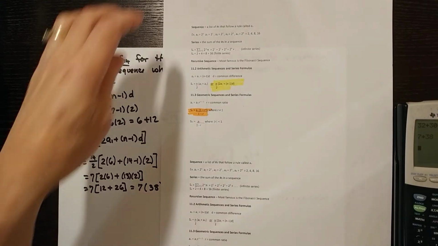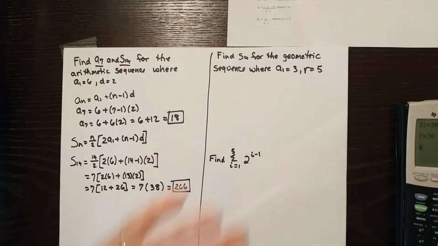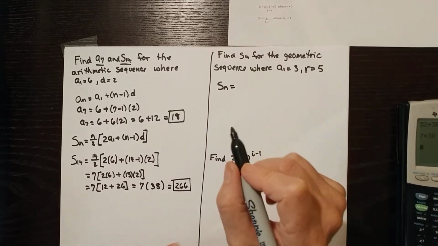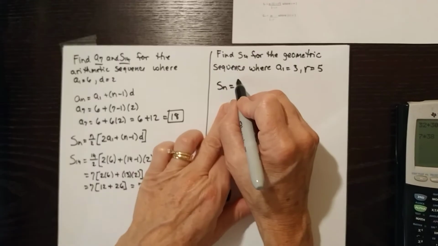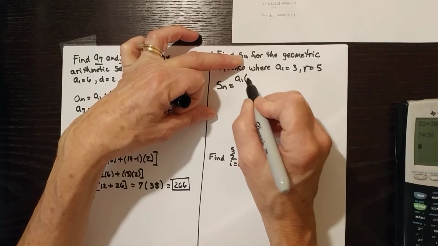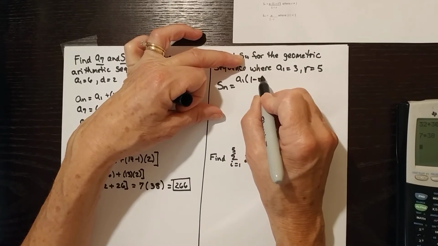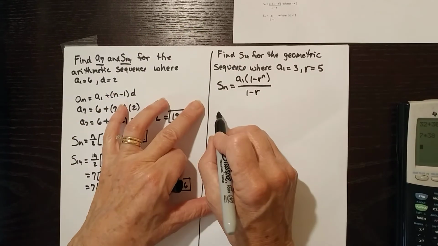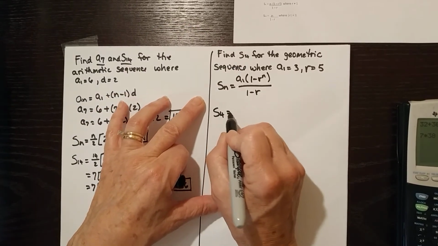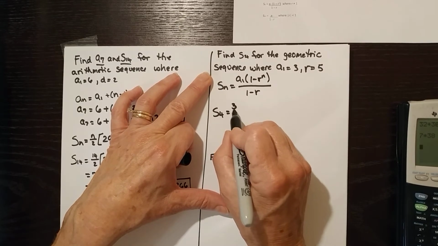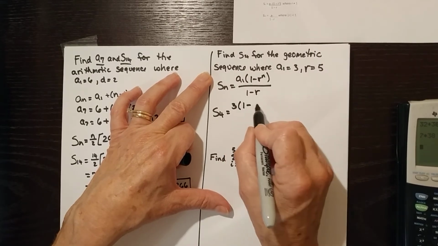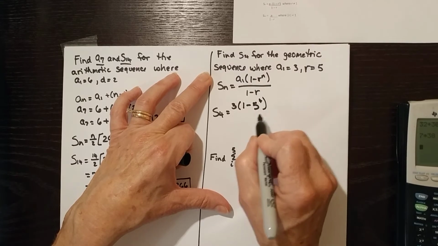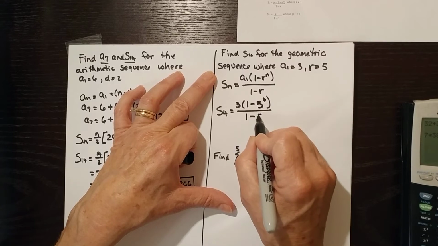And of course, r is not allowed to equal 1, because that would cause division by 0. So I'm going to write that right here. S sub n is equal to a sub 1 times 1 minus r to the n, all over 1 minus r. So I'm interested in S sub 4. S sub 4 is a sub 1, which is given to me, 3, times 1 minus 5 to the 4th, where n is 4, over 1 minus 5.